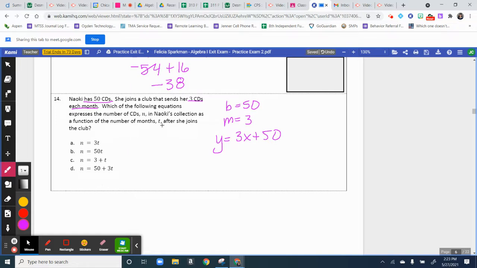Now they use N and T because that's what was given here. I should have used the same. But then that's why we end up with D. Okay.